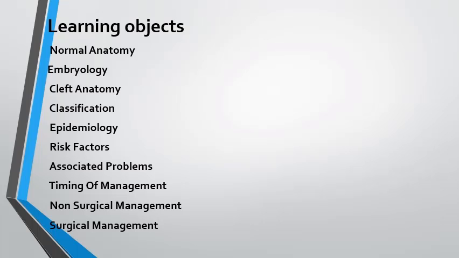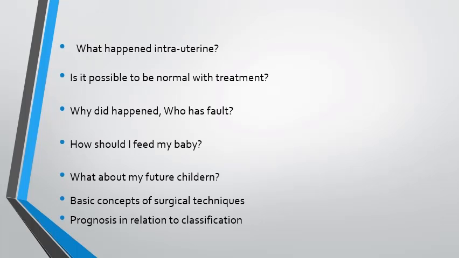So we will talk about normal anatomy, the embryological development, and the cleft anatomy. Then we will talk about the classification, the epidemiology, and the risk factors of cleft lip and palate. Then the associated problems with the children born with cleft lip and palate, the time of management, and the non-surgical and the surgical management.